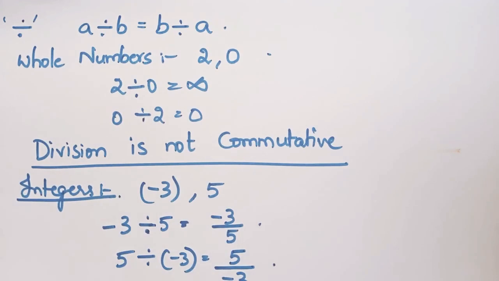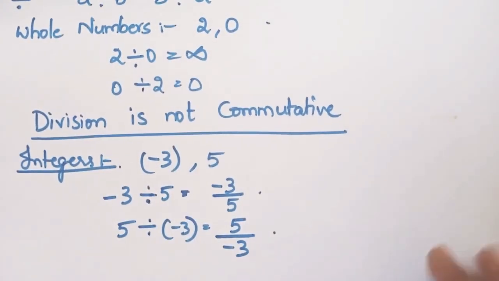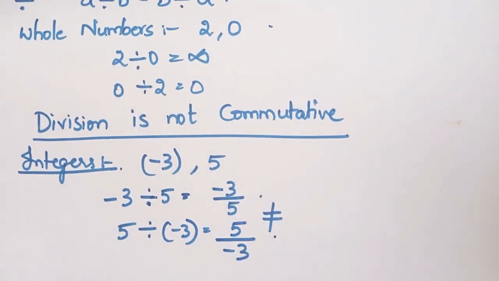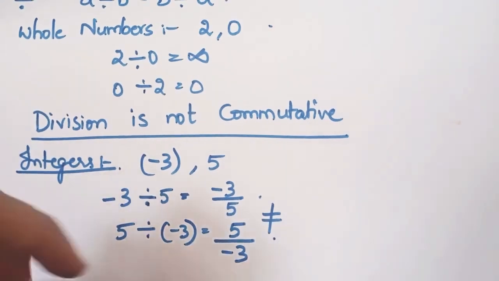Are they same? No, they are the reciprocals of each other, isn't it? They are the reciprocals have come. So they are not equal. LHS is not equal to RHS. So I say division is not commutative for integers. Let us check with our rational numbers. With this, we will finish our commutative property totally.